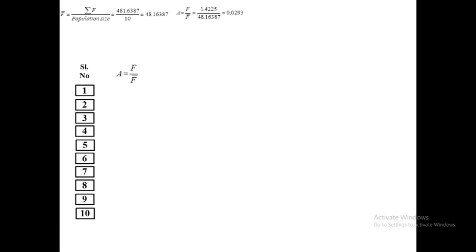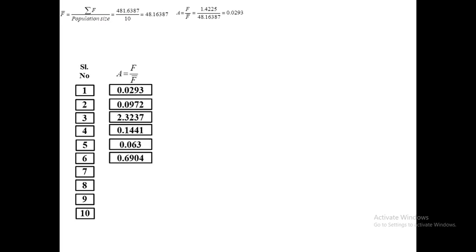Okay, so considering the first serial number, the fitness function is 1.4225. What is F bar? F bar is constant for all the populations, 48.16387. So the initial population has 0.0293 as the A value. Similarly, I produce this for all the 10 populations, and then the identification of B.